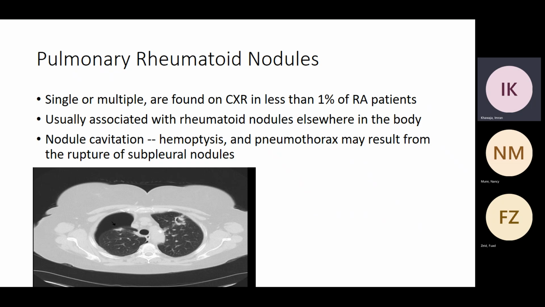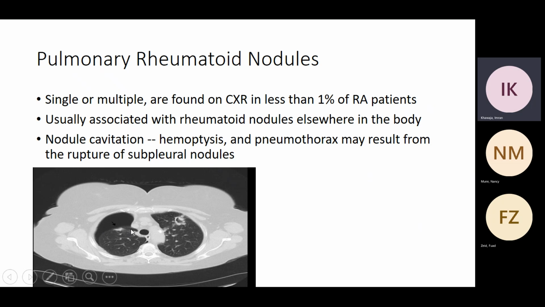And pulmonary nodules, single or multiple, could be seen in these patients. Usually, rheumatoid nodules elsewhere in the body, in the skin, in the bones, or other places, are seen first. And when there is cavitation, patients usually present with hemoptysis. And as you can see in this one, there is a rheumatoid nodule very close to the pleura, and that has ruptured and caused pneumothorax in this patient.